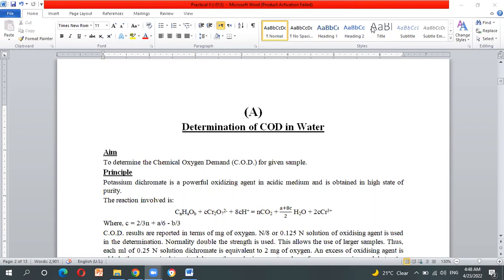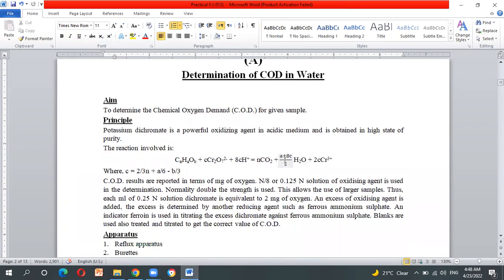First one is determination of chemical oxygen demand in water. The aim of this practical is to determine the chemical oxygen demand for a given sample. Principle: potassium dichromate is a powerful oxidizing agent in acidic medium and is obtained in a high state of purity. The reaction involved is given.